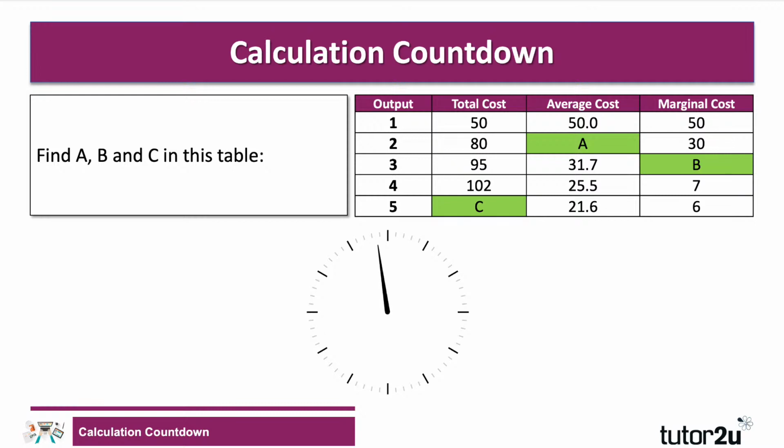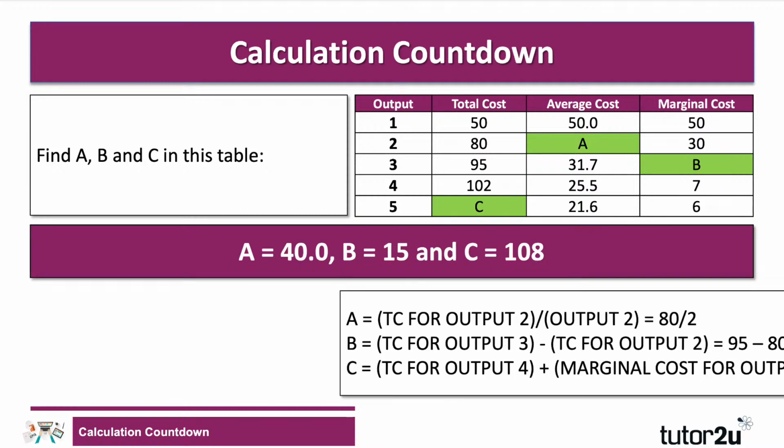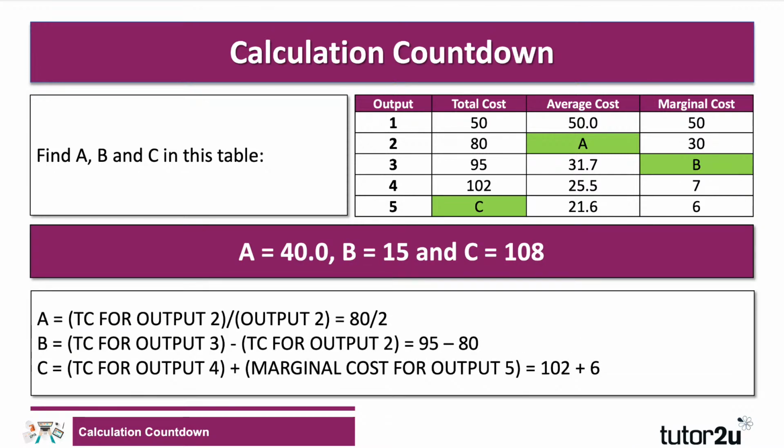What are the values for A, B, and C? Okay, Jim, can you please reveal the answers? A is 40, B is 15, and C is 108. Yes, if output is 2 and the average total cost is 80, the average cost will be 40. Then we're told that the total cost goes up by 15 when the next unit is added, the third unit, so the marginal cost there will be 15. And then you work out the total cost of 4 units is 102, and you're told the marginal cost is 6 for the 5th unit. That takes it up to 108.